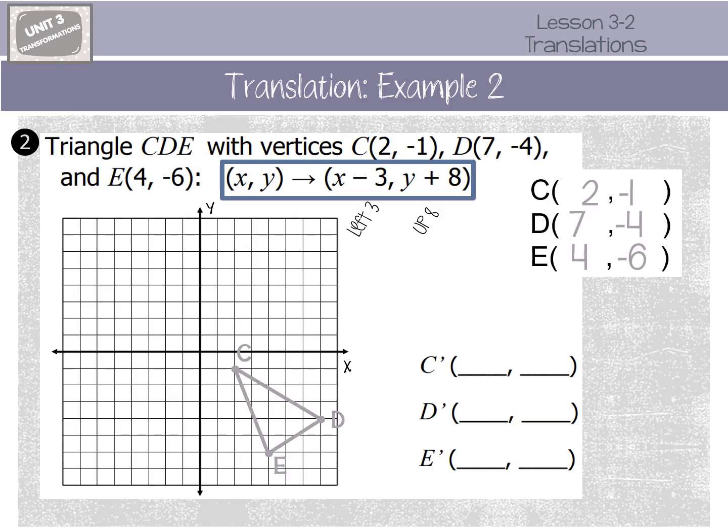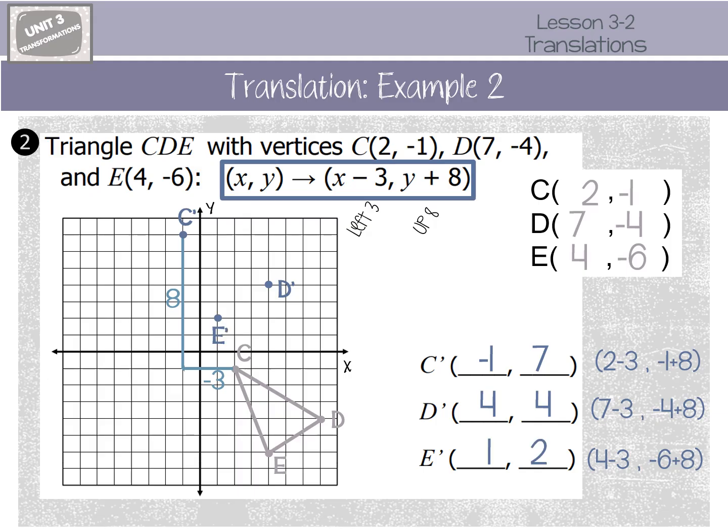There's our pre-image triangle. Now we can calculate by subtracting 3 from the x and adding 8 to the y. C prime is at -1, 7. Or we could go left 3 and up 8 and get to C prime at -1, 7. Subtract 3 from the x, add 8 to the y. D prime's at 4, 4. Subtract 3 from the x, add 8 to the y, and E prime is at 1, 2. And there's our image, C prime, D prime, E prime.